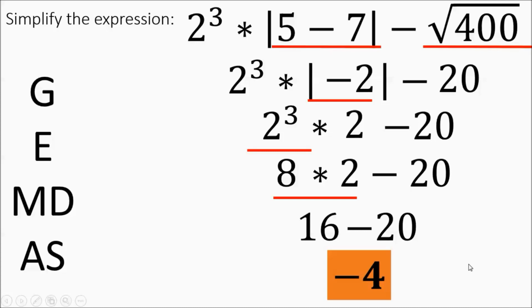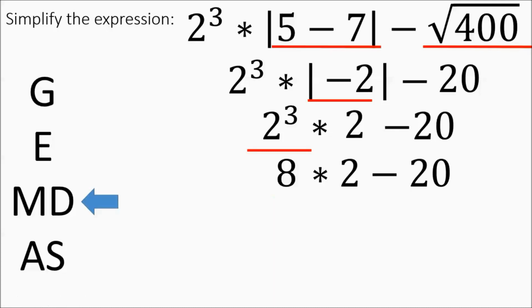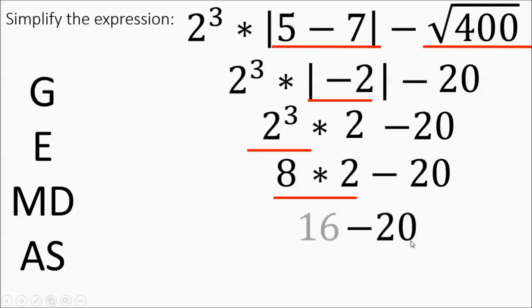I want to go back. One mistake kids might make is that at this step, they might write down 20 minus and then say, oh, that's 16. You can't just change the order like that. Commutative property doesn't work for things you're subtracting. And there you go.